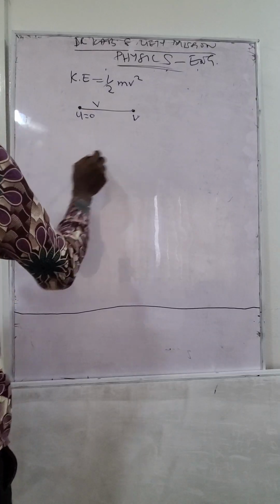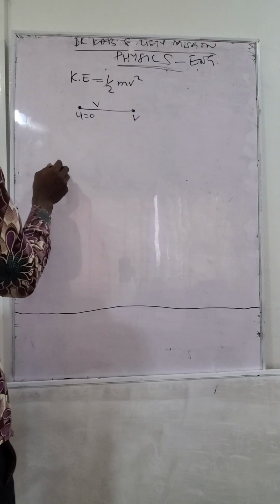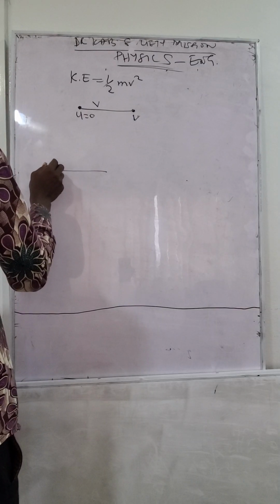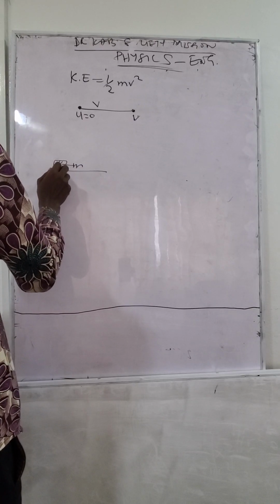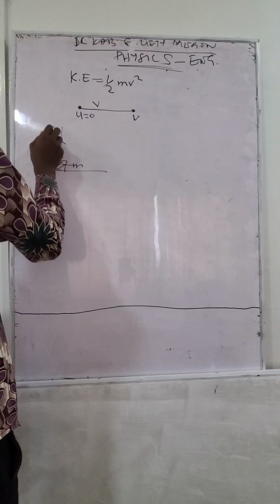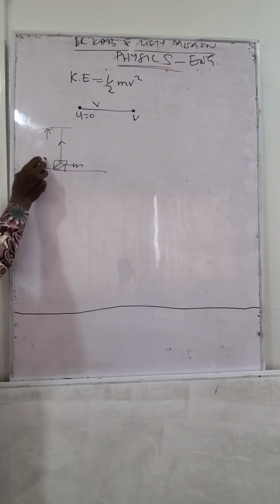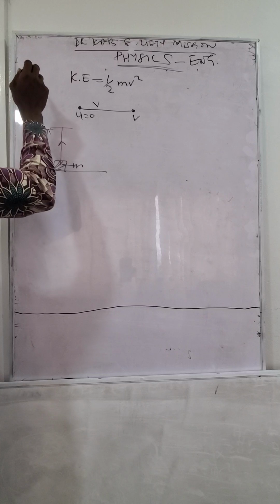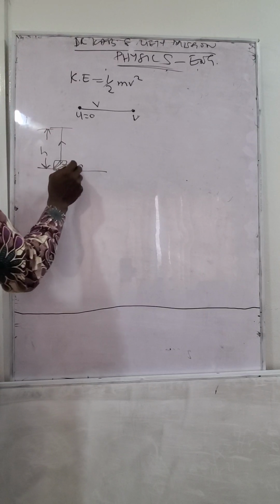Now let's look at here. Let's assume this is the floor, and this is a load of mass m. Now we lift this one up to a height given by h. Okay, now as we lift it up, we are doing work.